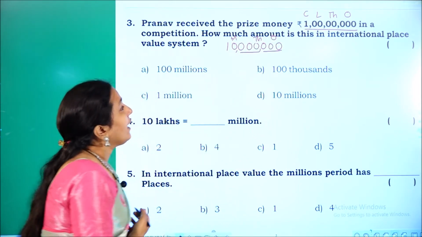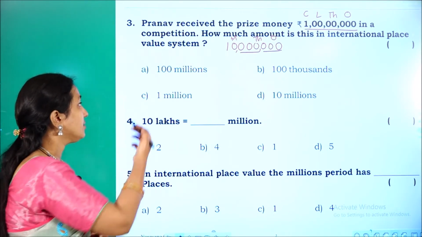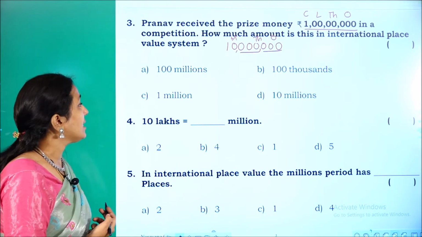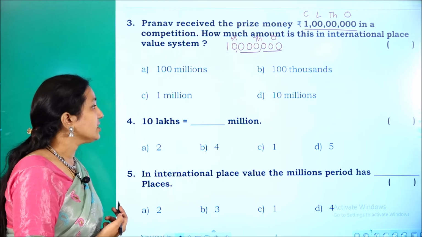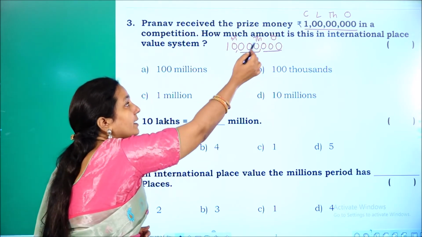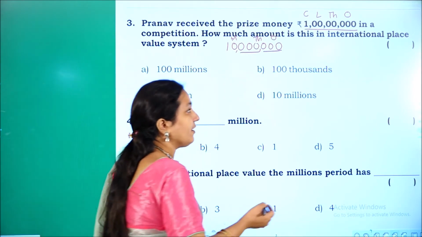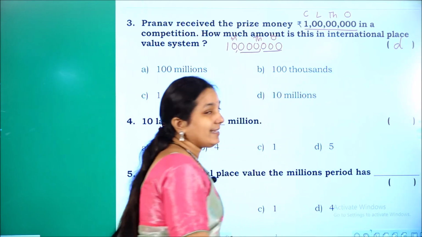So here 1 crore equal to how many millions we have to check. So what are the given options? Option A is 100 millions, B is 100,000, C is 1 million, and option D is 10 millions. So 1 crore equal to here we get 10 million. So our required option is D.